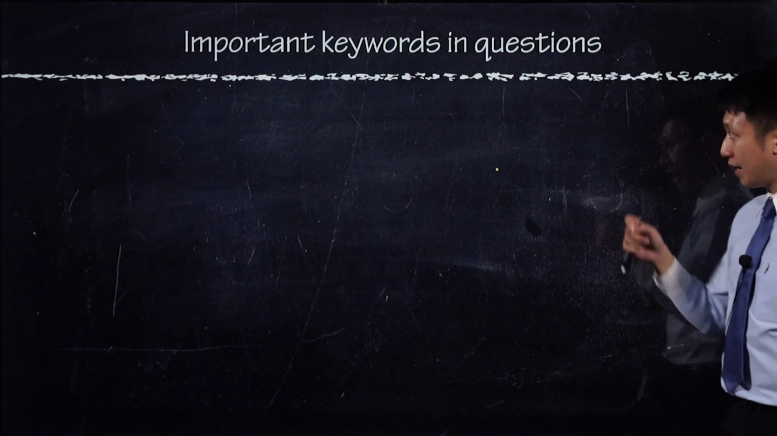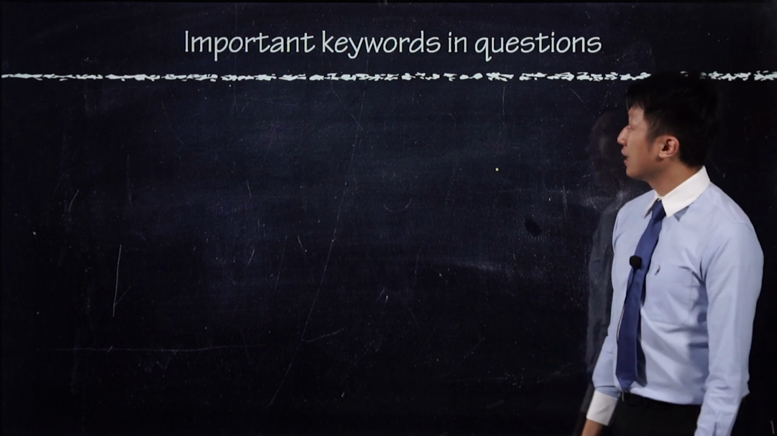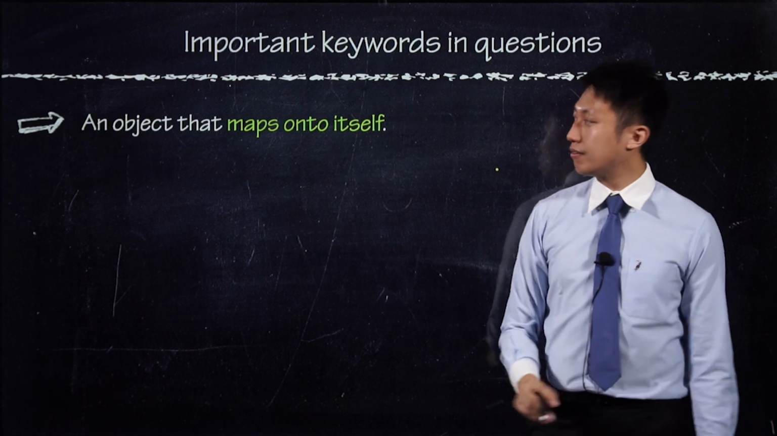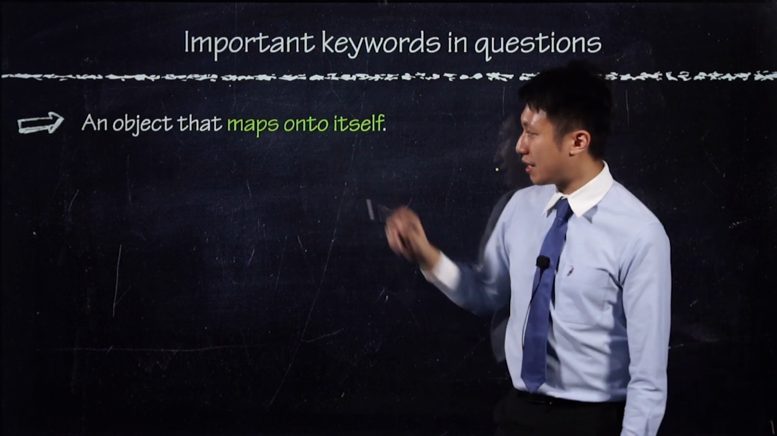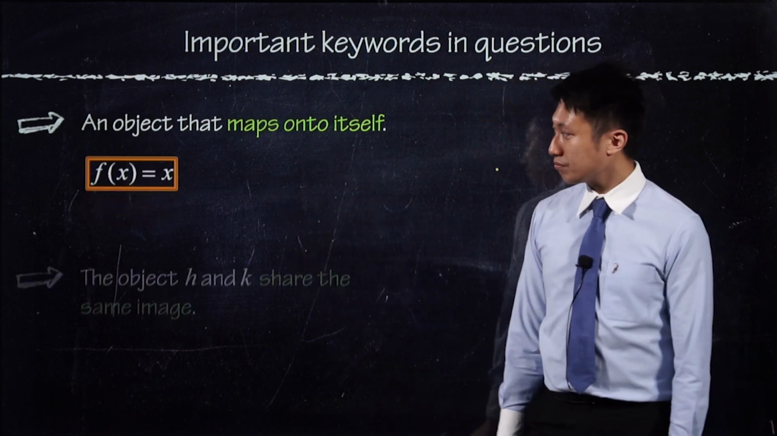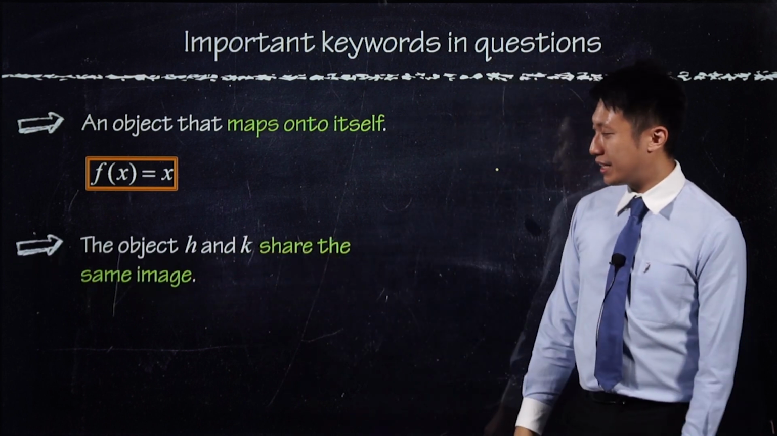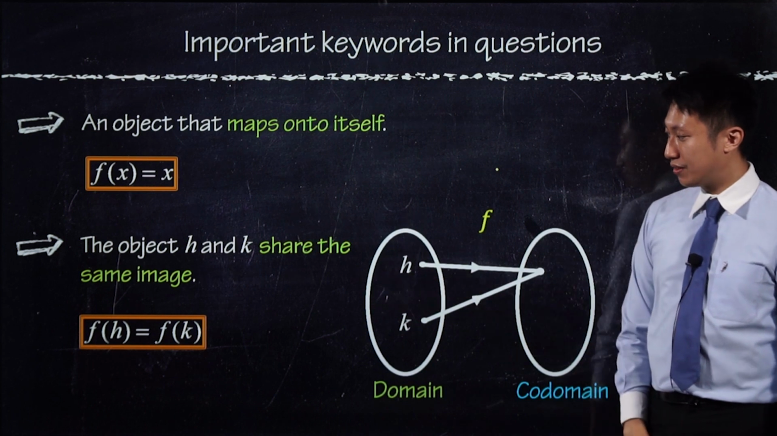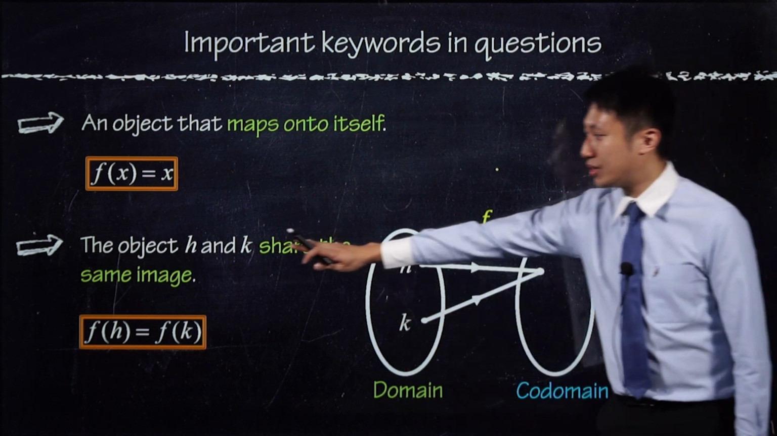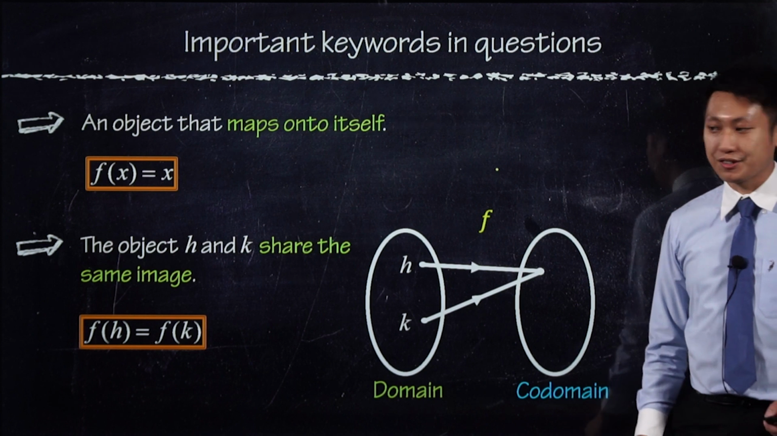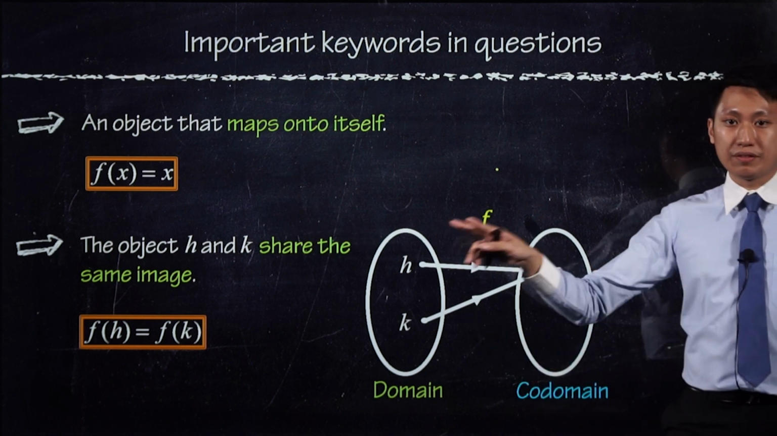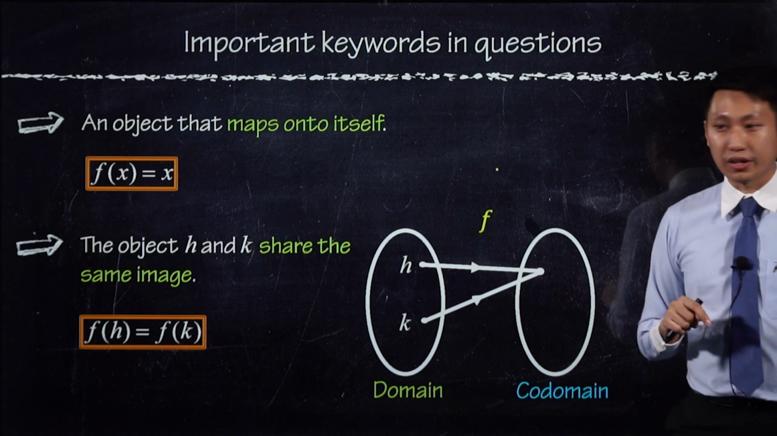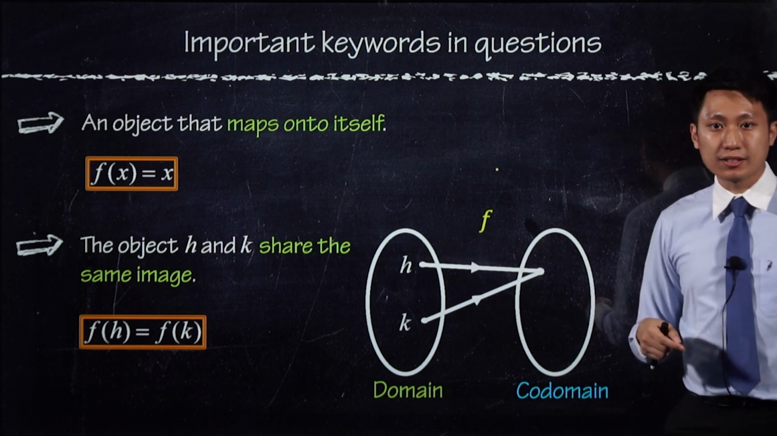Then important keywords in some questions, like a question that maps onto itself or into itself: an object that maps onto itself, f(x) is equal to x. The objects h and k share the same image means f(h) is equal to f(k). This one is talking about the same function. Just now the one we were doing was two different functions but sharing the same image. So h, k both send to 1. Many to 1 is fine to be a function.